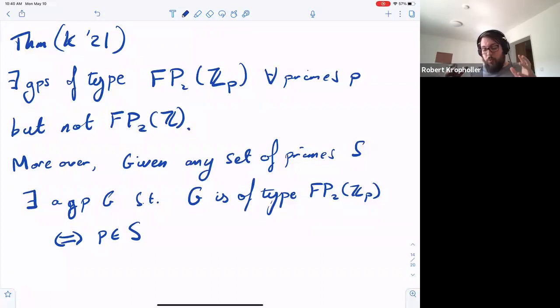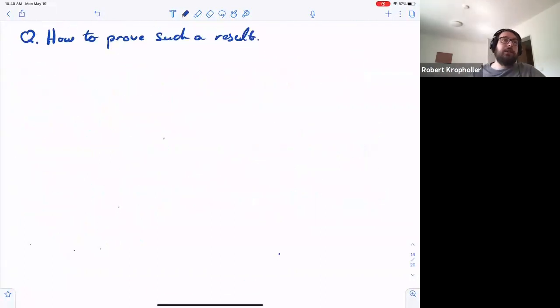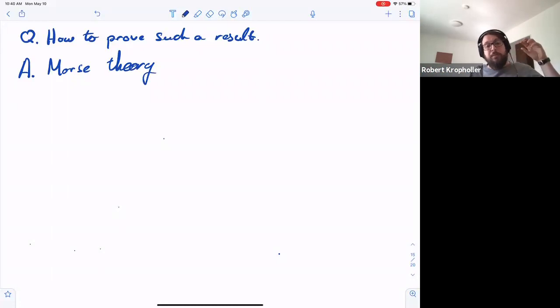And so what I want to tell you about is the construction. How are you going to prove such a result? And maybe that's the more exciting thing. Well, the answer is you're going to use Morse theory, and you're going to take a variation on Ian Leary's construction to give uncountably many groups. So these Bestvina and Brady groups were built with one piece of data. You were given a finite flag complex or a compact flag complex, and from that you built a group.